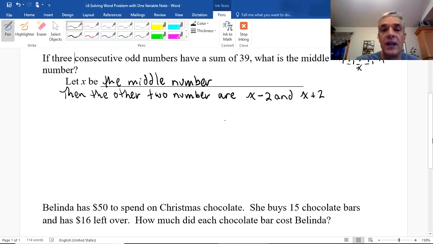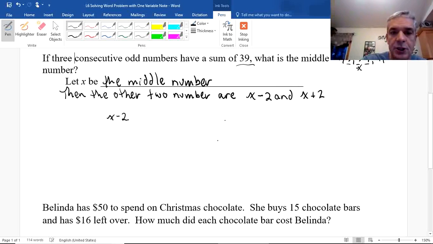And we could do this with our even numbers too. If they were just consecutive numbers, it would just be adding 1, and if it was a third consecutive, it could be adding 2 and so forth. Now, what we want to do is create an equation. We have the 3 numbers, x minus 2, x, and x plus 2. If we put them in order of smallest to biggest, I can add them together and I should get a sum of 39.